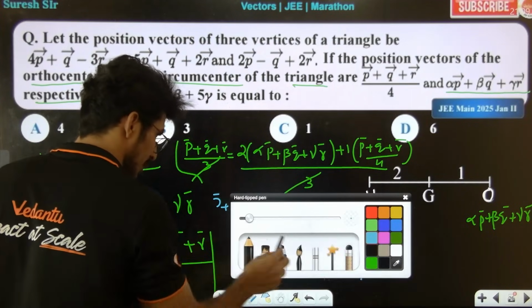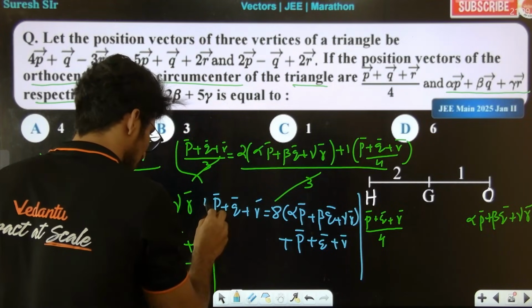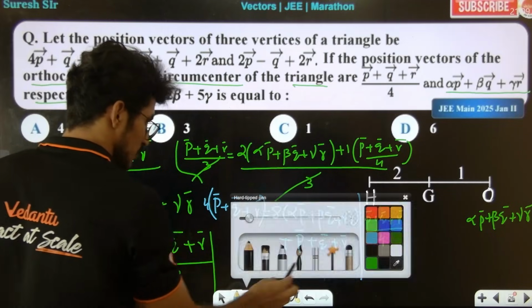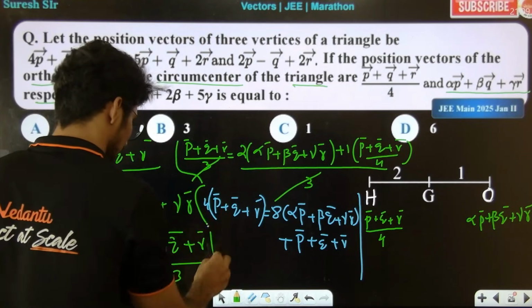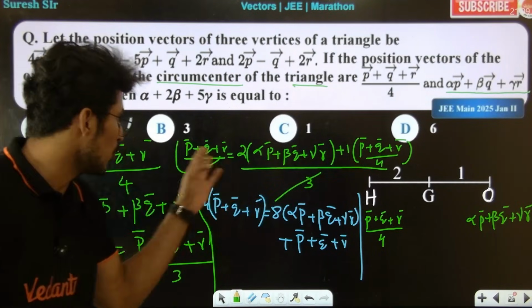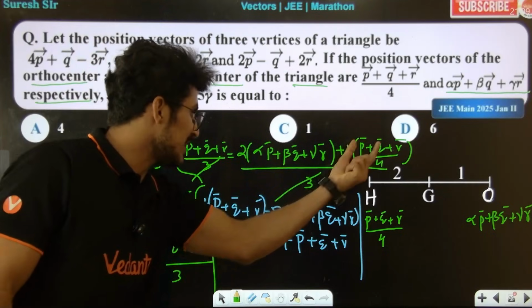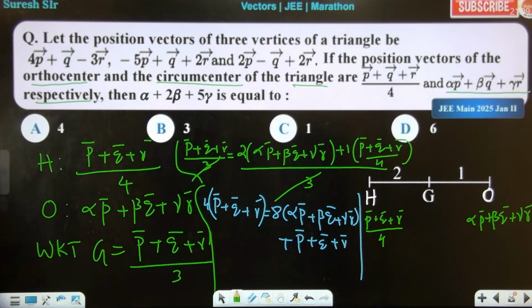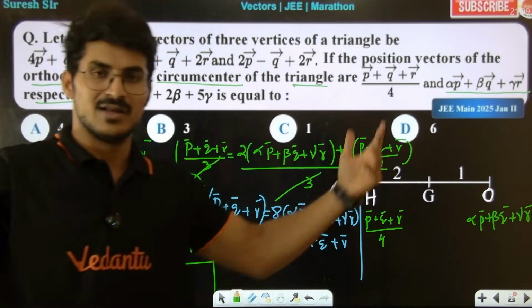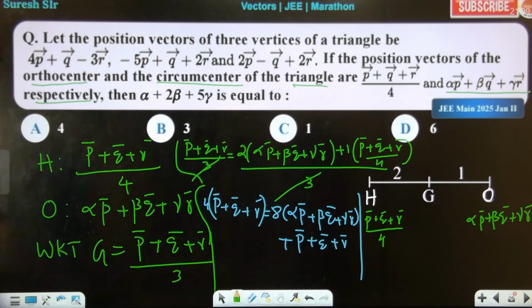So 4 will be coming over here. 4 times of this. Correct or not? Let me draw one line like this. Now tell me, I took LCM. 4 into this, 4 2's are 8, and this one as it is. Now we just have to compare and find out alpha, beta, gamma. Any doubts?